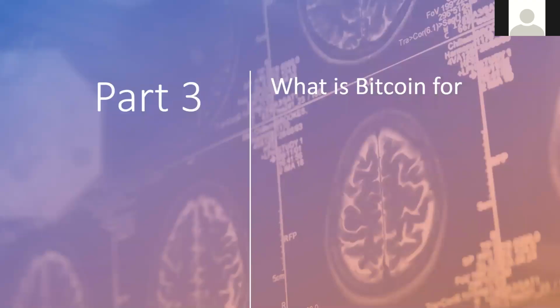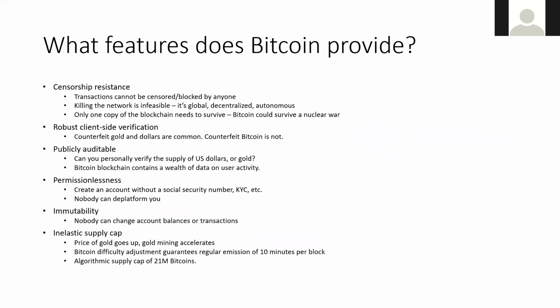Okay, so we're going to jump into what we are even using Bitcoin for. We spent all this time talking about what Bitcoin is. So the first place to start is features. Bitcoin does a lot of things that are very unusual for assets of any other kind. The first of which is censorship resistance. These transactions can't be censored or blocked by anyone.